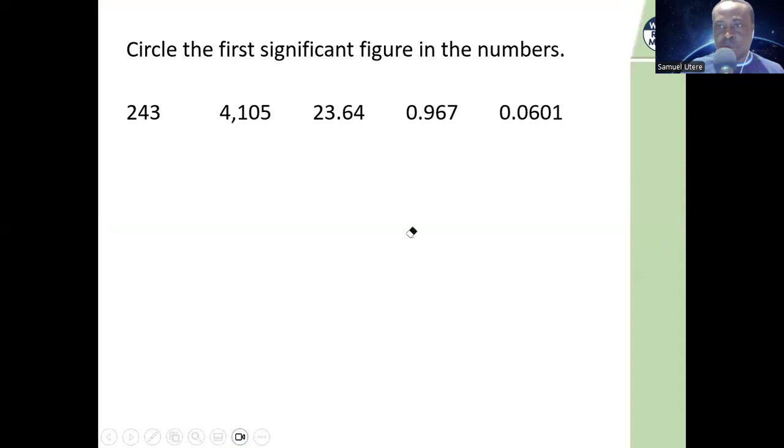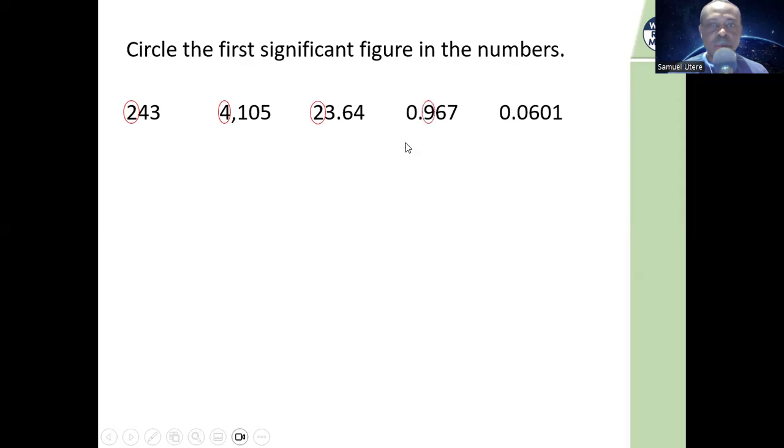Before we can round numbers to one significant figure, we must be able to identify the first significant figure of any number. The first significant figure of any number is the first non-zero digit, looking at the number from the left. So if we do that, 2 is our first significant figure for this number. 4 is our first significant figure for this number. For 4,105, 2 is our first significant figure.